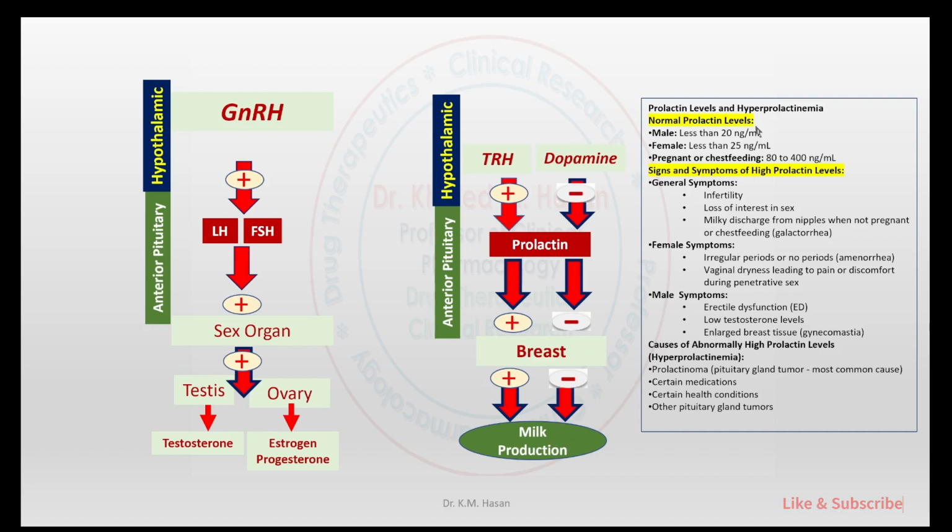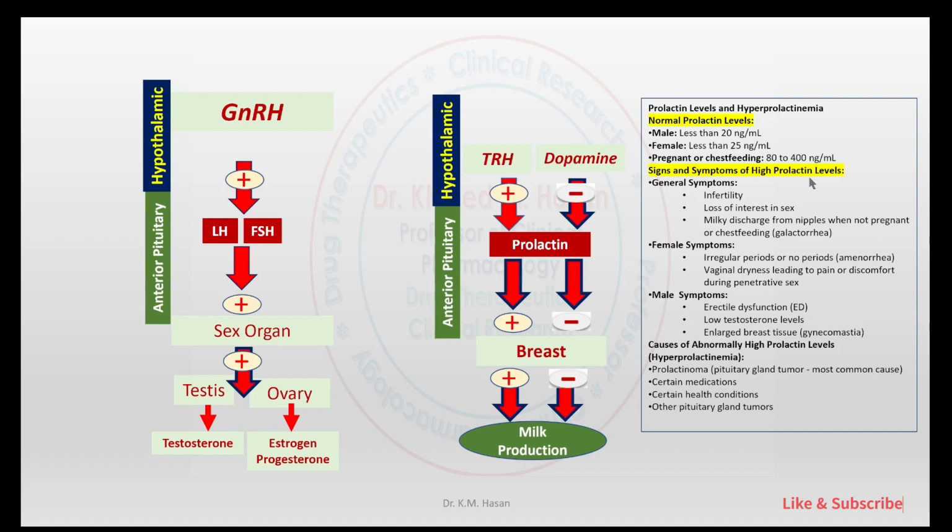We have a normal value for the prolactin. If you ask for a blood test for prolactin, if the prolactin is high, we call the case hyperprolactinemia. Normal level in male, you can see it like 20 nanogram per milliliter. Speaking about female, 25, non-pregnant. What about pregnant or breastfeeding? You can see the value between 80 to 400. So 20 in male, 25 in female non-pregnant, pregnancy and breastfeeding 80 to 400.